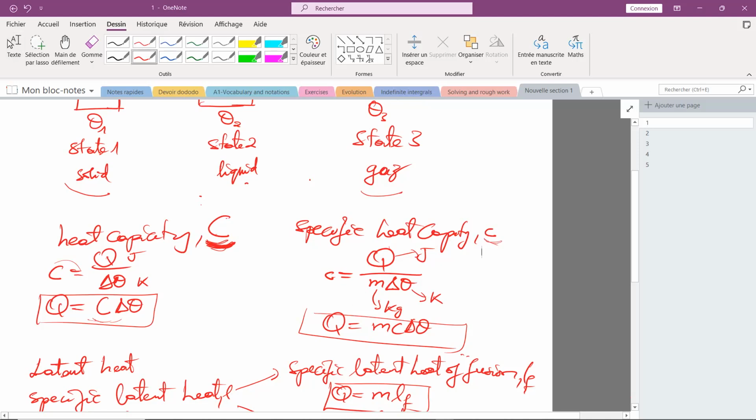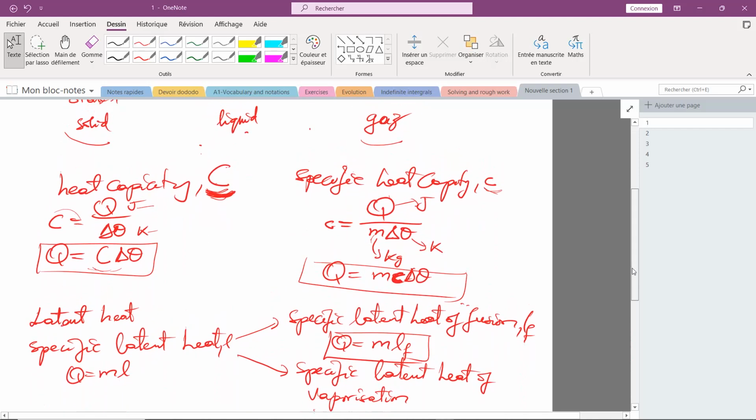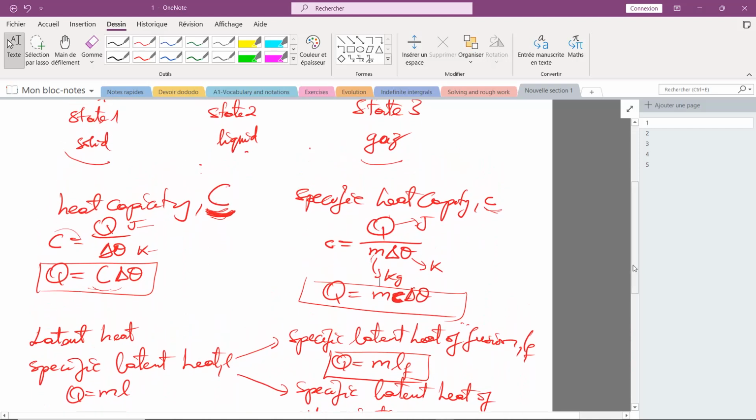The symbol of specific heat capacity is small c. And to know how to calculate it, simply remember this formula. Heat transfer, heat required, is equal to what? Q equals m c delta theta, where this small c is the specific heat capacity. Q is measured in joules, delta theta is measured in Kelvin, and m is measured in what? Kilogram. m is the mass.